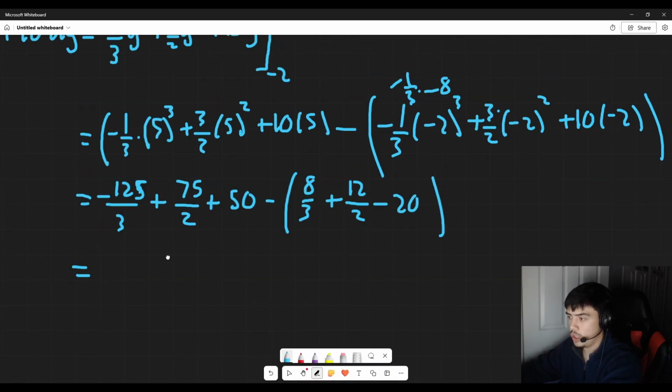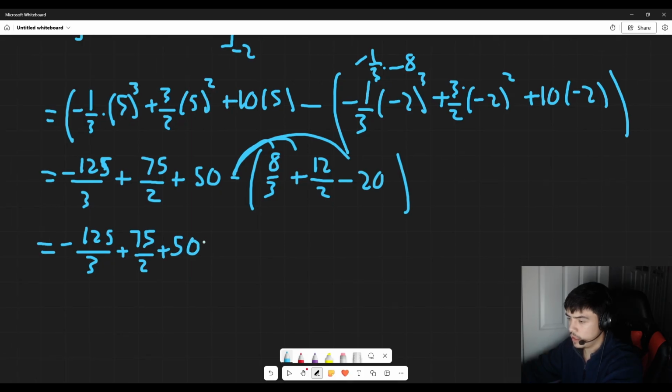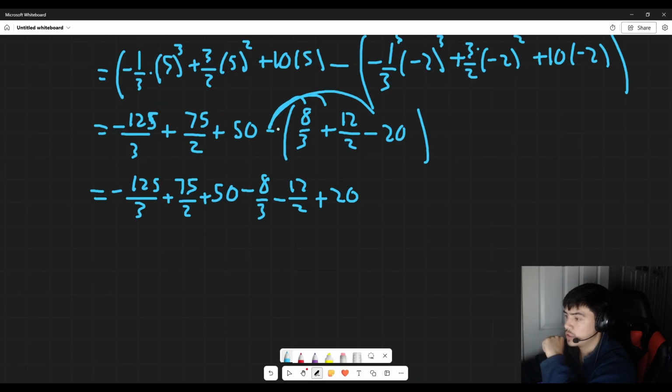Now, we can go ahead and just distribute this negative, giving us negative 125 over 3 plus 75 over 2 plus 50, and then minus 8/3 minus 12/2 minus 20. Sorry, this is supposed to be a plus 20, right? Negative times negative is plus.